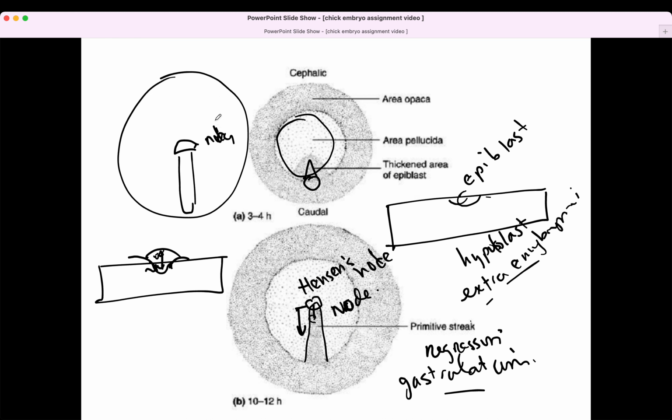And as the node is moving this way through primitive streak regression, it's moving from the eventual anterior end to the posterior end, and so the anterior end of the embryo is more advanced. And if we could see into the embryo here, we would see that the node has created three types of mesoderm.